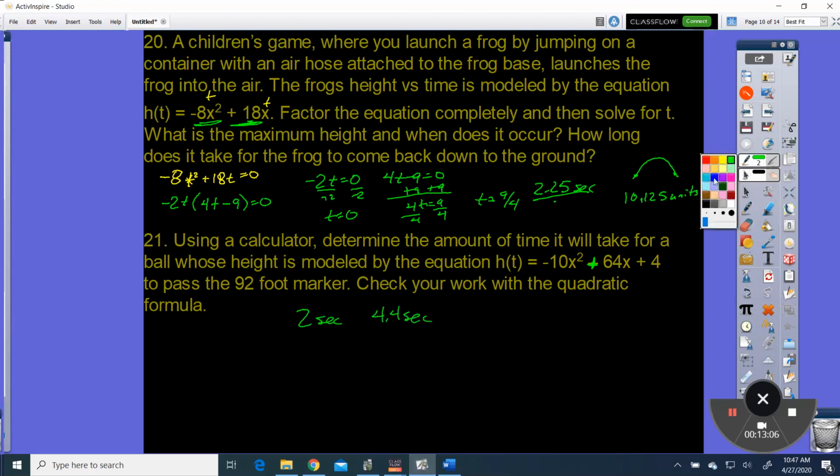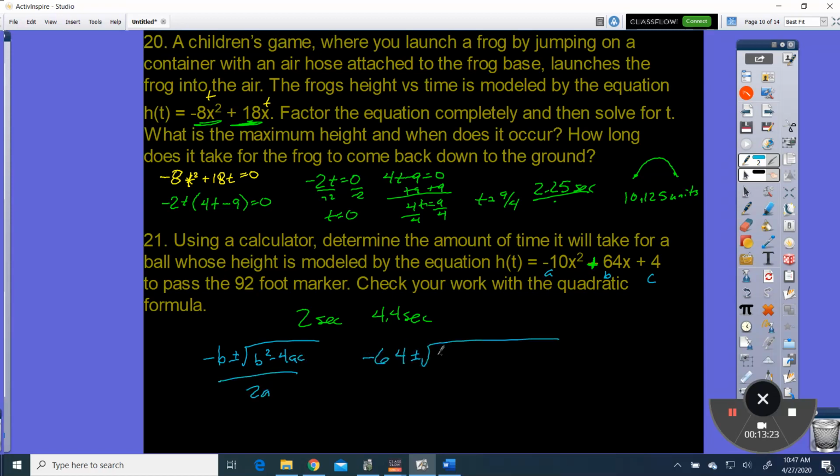It says to check your work with the quadratic formula. A would equal -10, B would equal 64, and C equals 4. So the formula is -b plus or minus the square root of b squared minus 4ac all over 2a. -b, so -64, plus or minus b squared, so that's 64 squared, minus 4a is -10, c is 4, all over 2a, which is -10.